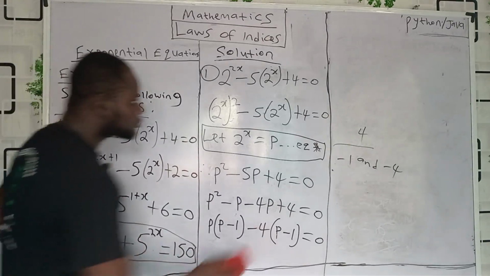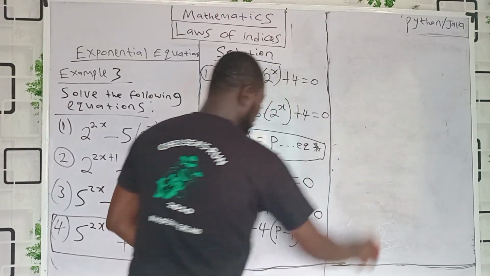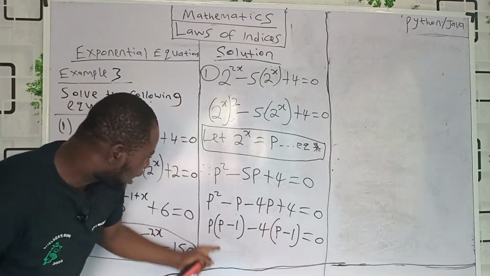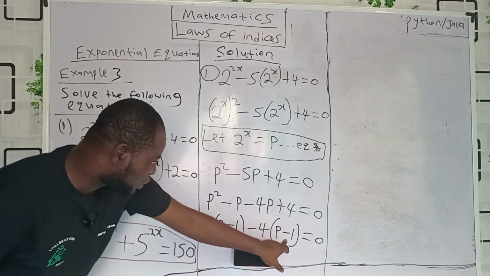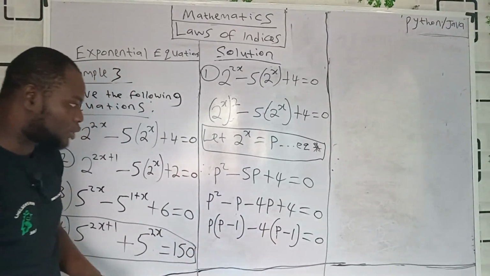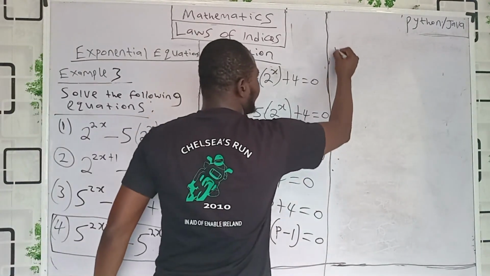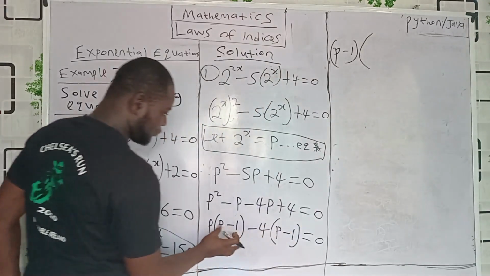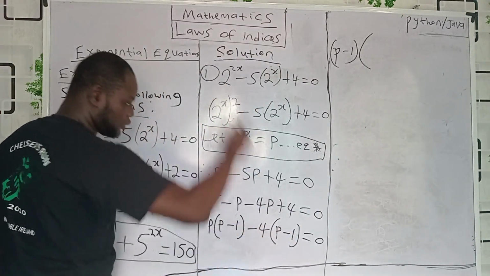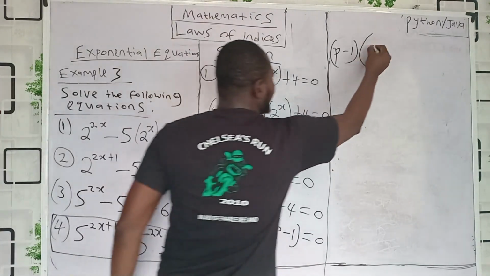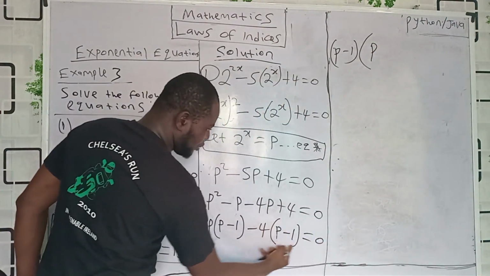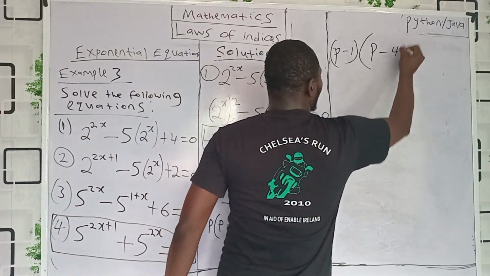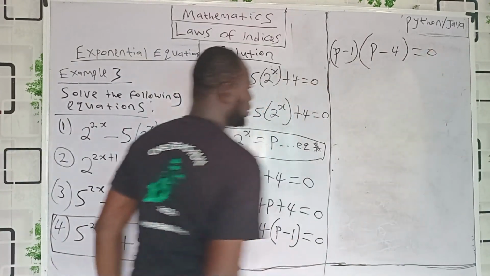Okay. Now let's go. We now transfer this one to that side. If you take these two, p minus 1 here, p minus 1 is here. We can factorize it out because it is common. I will now say p minus 1 in a bracket, times another bracket. When you bring p minus 1 out of this one, it will remain what? P. Good. When you factorize p minus 1 out here, it will remain minus 4. Beautiful. Equal to 0.